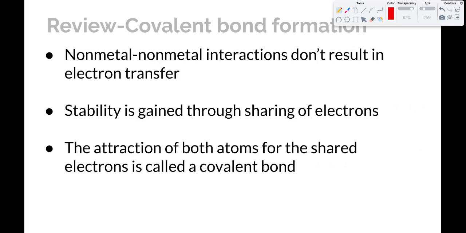So instead, what they do is they gain stability through the sharing of electrons. The attraction that both of those atoms have for the shared pair of electrons, or it might be multiple shared pairs of electrons, that is what a covalent bond is. So unlike in ionic bonding, where a positive and a negative ion are naturally attracted to each other, these nonmetals aren't attracted to other nonmetals. But if they share a pair of electrons, they are both attracted to that shared pair of electrons, and that's what the covalent bond is.